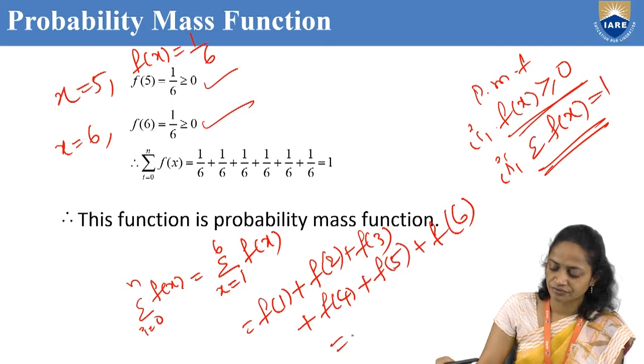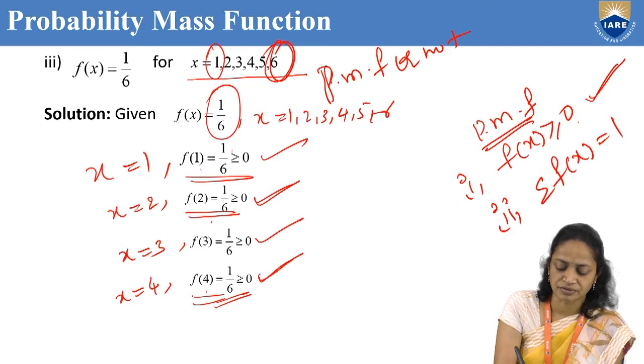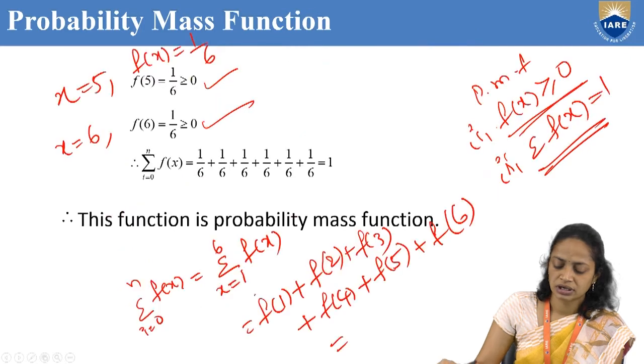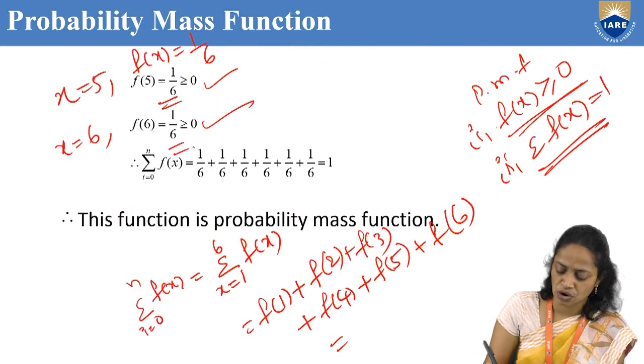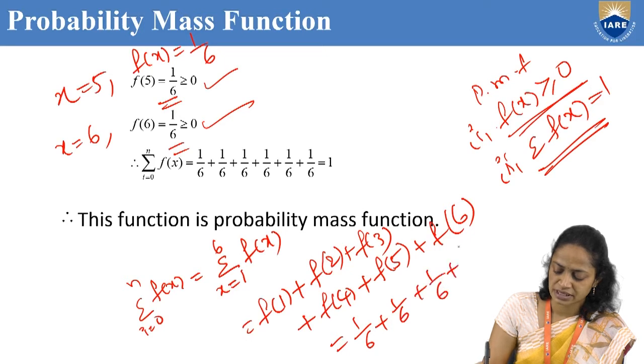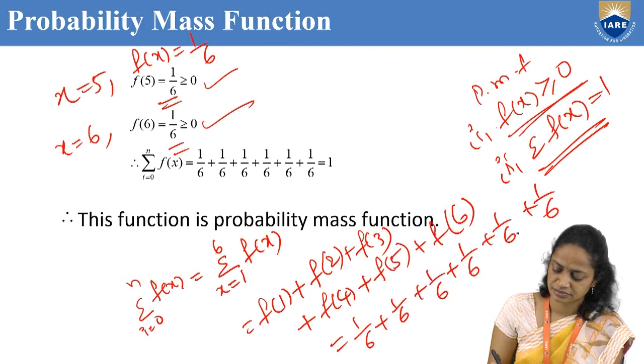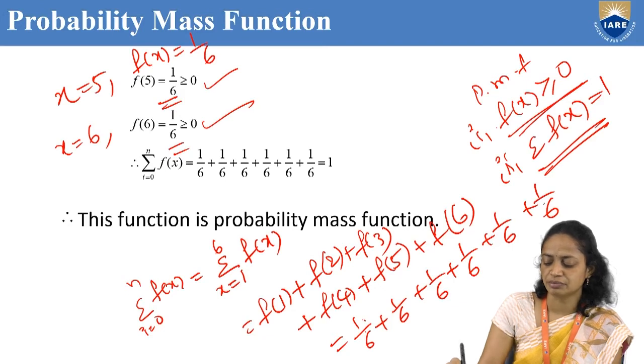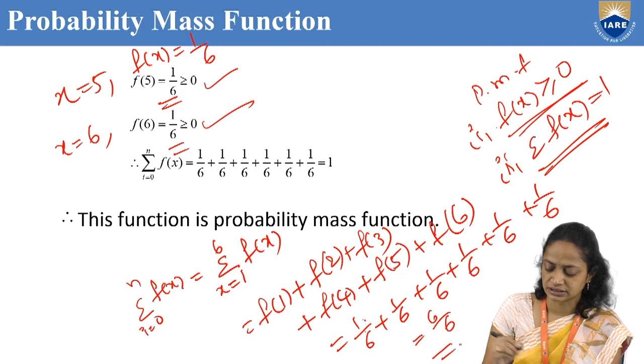We know that f of 1, f of 2, f of 3, f of 4, f of 5, and f of 6 are all 1 by 6. So 1 by 6 plus 1 by 6 plus 1 by 6 plus 1 by 6 plus 1 by 6 plus 1 by 6. In total we have six terms, which gives 6 by 6. So, that is 1.